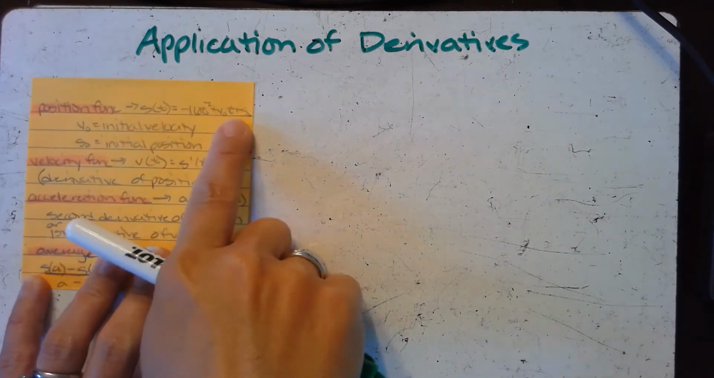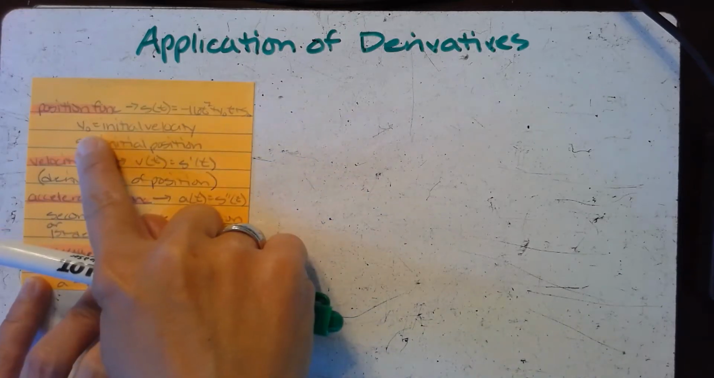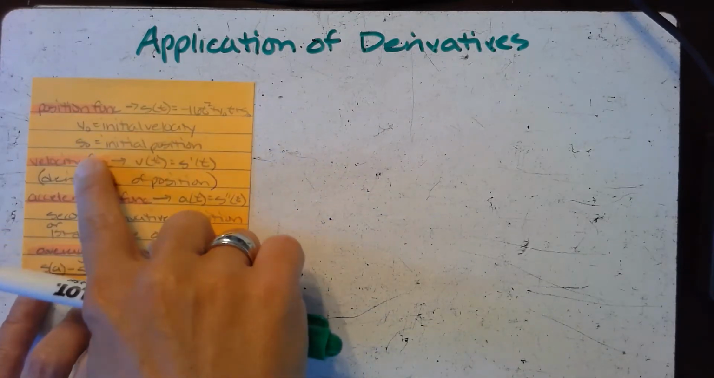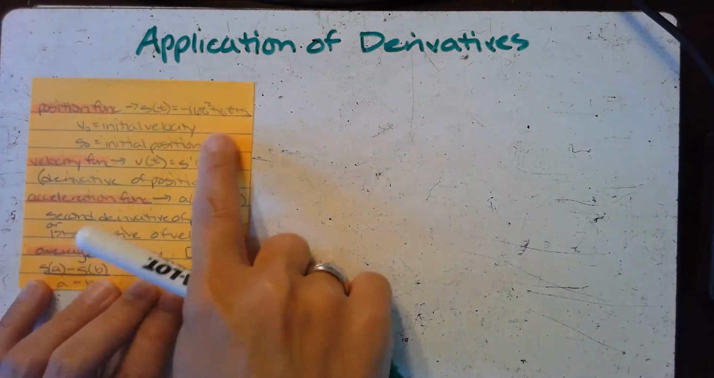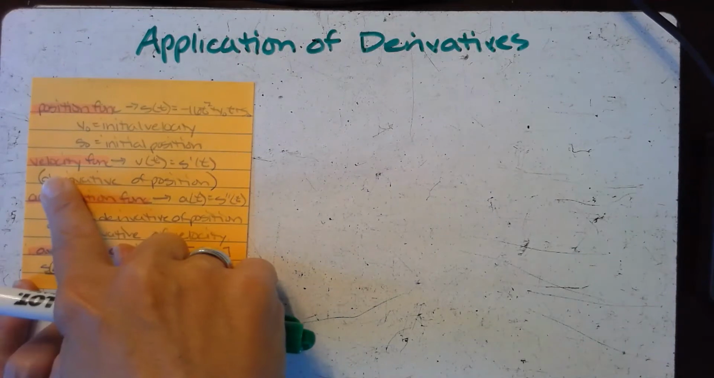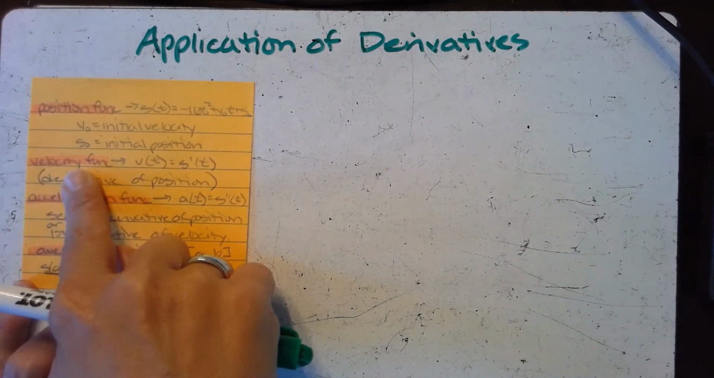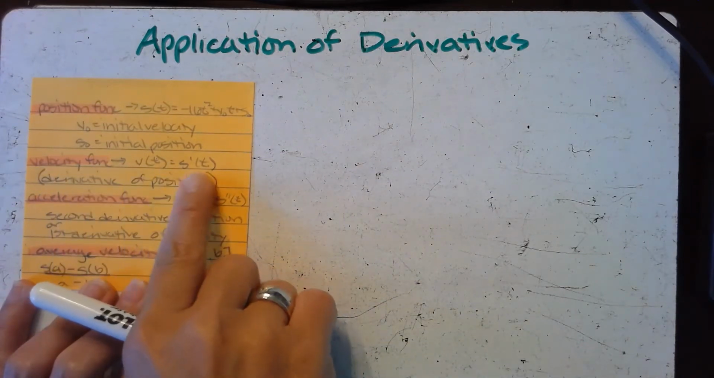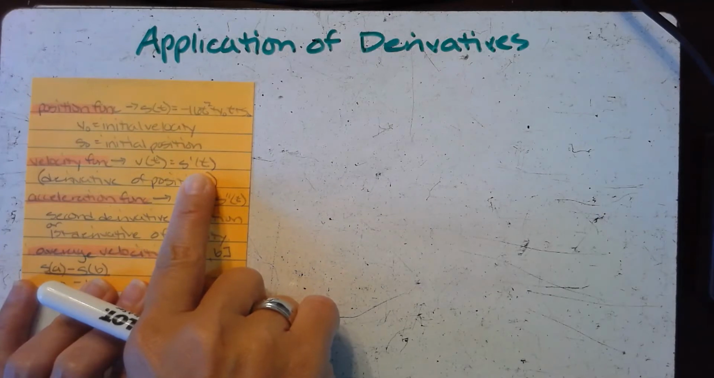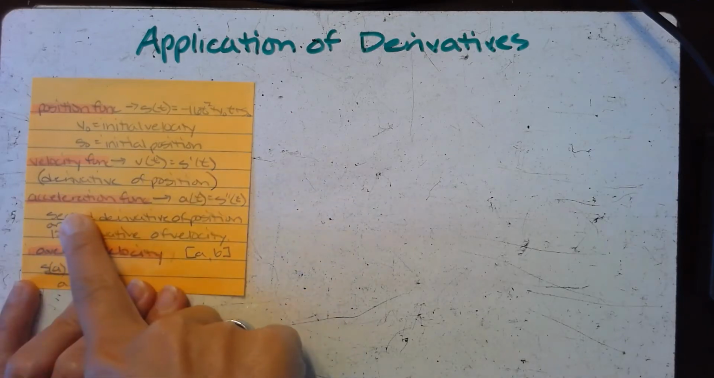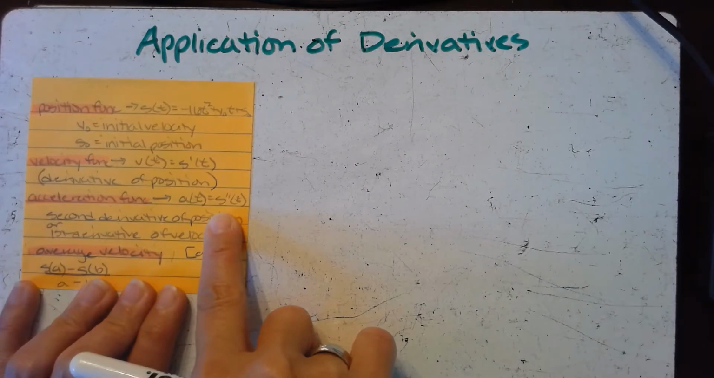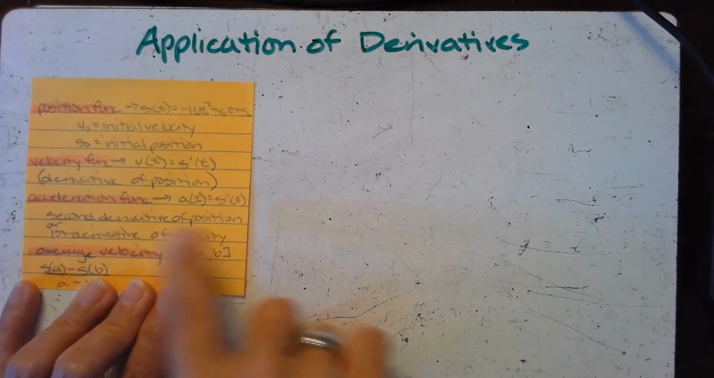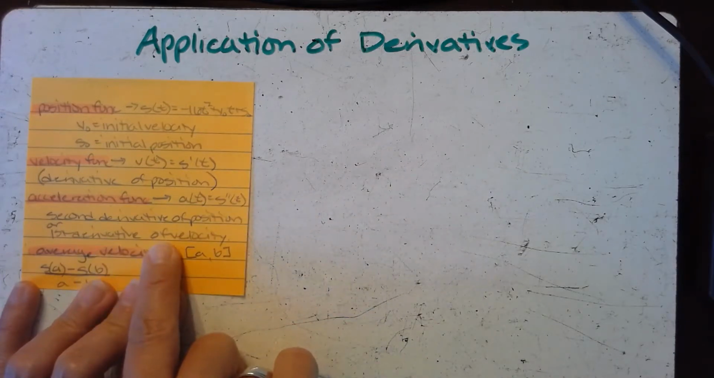In some of the problems we look at today, v sub naught is our initial velocity and s sub naught is our initial position. We're going to see that in the problem we talk about today. Now when we talk about the velocity function, v of t is going to be the first derivative of our position function, s prime of t. And acceleration is going to be the second derivative of the position function, or you can think of it as the first derivative of the velocity.